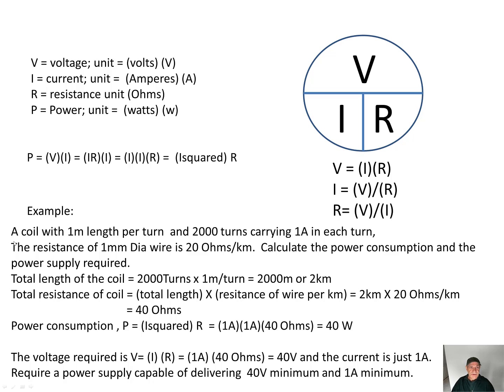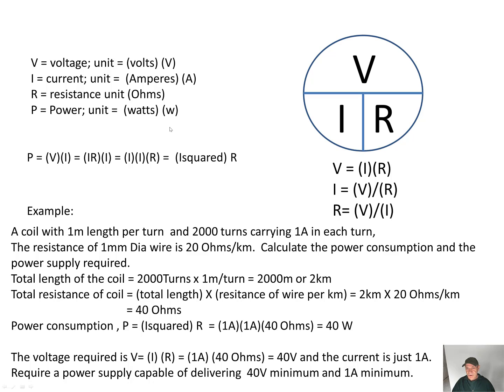Okay, voltage, the unit of voltage is volts. Current, the unit of current is amps, amperes. Resistance, the unit of resistance is ohms. P is power, the unit is watts.